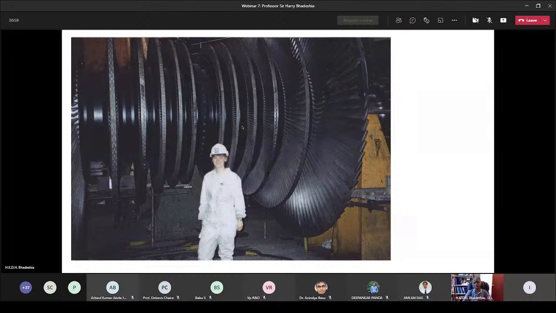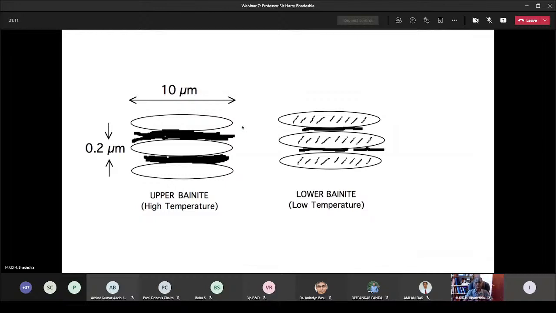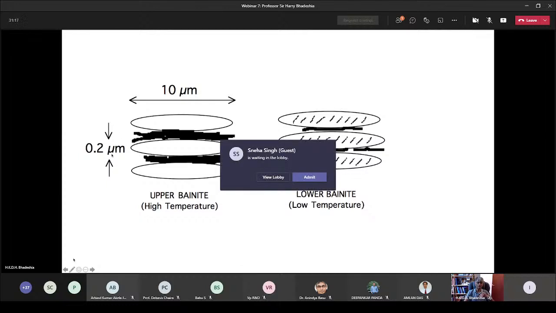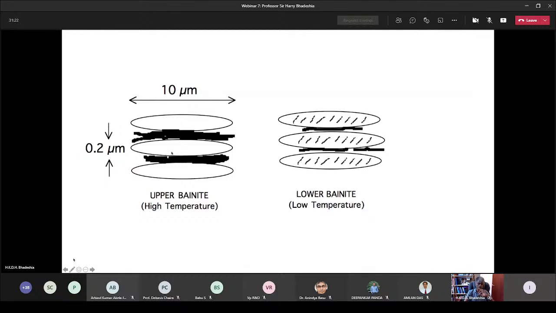So let me now briefly explain the microstructure that we call bainite. It is sufficiently fine that you can't really resolve it using optical microscopy, because schematically it looks like this. Look at this scale here, it's 0.2 micrometers, which is a typical thickness of a bainite plate, and that is below the wavelength of light. So you cannot resolve this kind of structure using optical microscopy. You have to use either scanning electron microscopy or transmission electron microscopy.